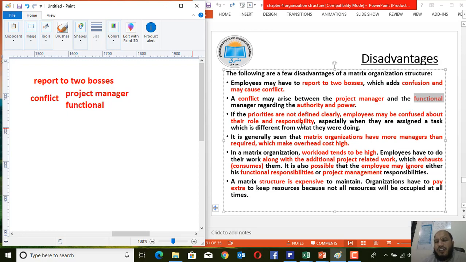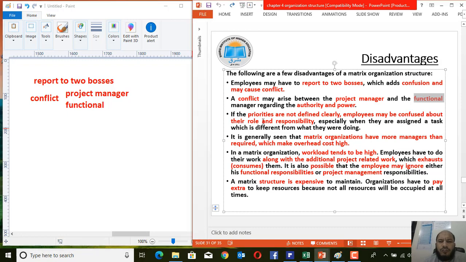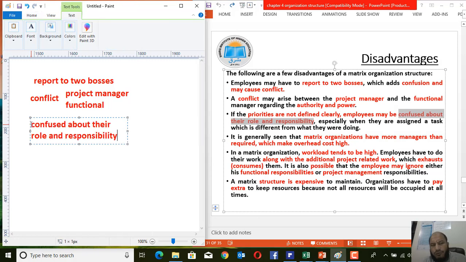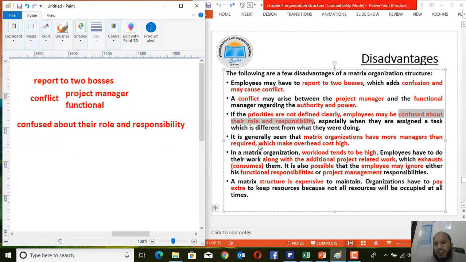Here, priorities are not defined clearly. Employees may be confused about their role and responsibility. Sometimes employees may be confused about to whom they are responsible first and to whom second, and to whom they should provide their reports first and to whom second.